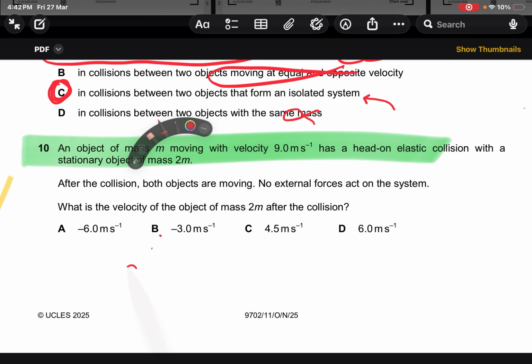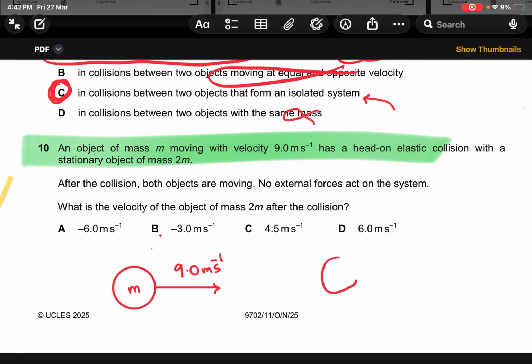What's happening is that we have this object that has a mass of m, and let's assume it's moving in this direction with a velocity of 9 meters per second, and it has a head-on elastic collision with another object. For the sake of simplicity, we're going to consider that this object has a mass of 2m and it has a velocity of 0 meters per second. After the collision, both objects are moving.